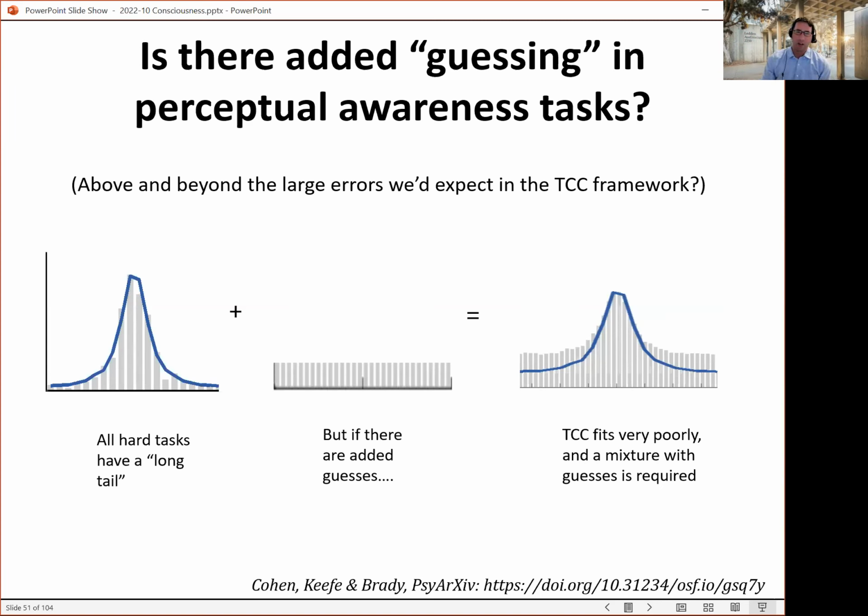And so what I'm going to show you is basically an informal version. The paper has all sorts of model comparisons and complicated stuff, but effectively it's just: hey, when you do these tasks, does the data look like this? Are there a bunch of added guesses above and beyond what we'd expect from just, hey, there have to be far away responses, there have to be big errors? Are there extra ones in these tasks compared to memory tasks? Does that make sense?